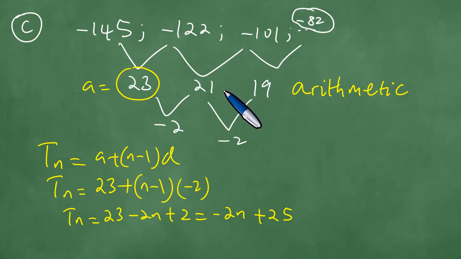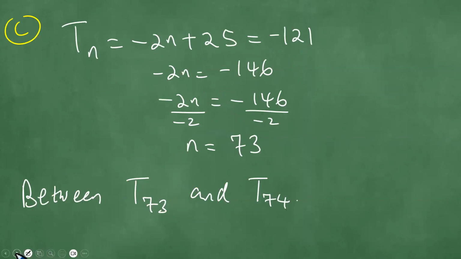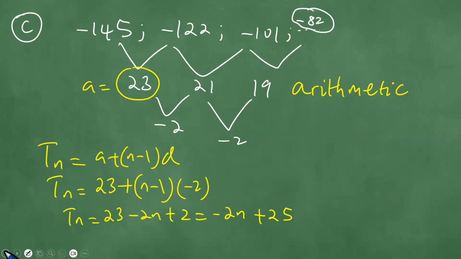So what is the meaning of this? The difference between term 2 and term 3 is term 2. So in other words, if you get term 2, then it must be between term 2 and term 3. So if you get 73, it must be between T73 and T74. Next question.